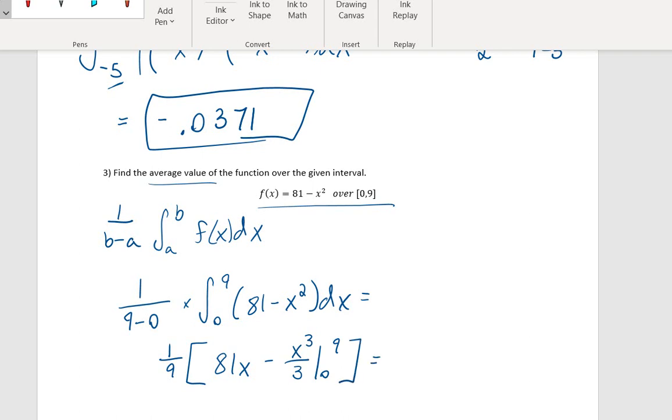Okay, which would give us 1/9 times 81 times 9 minus 9 cubed over 3, minus, now notice if I plug 0 into this, I'm going to have 81 times 0 minus 0 over 3. That's just going to give me a big fat 0. And our answer will be 54. Okay, great. So that wraps it up for 13.3. The next section is going to be 13.4, the final section that we're going to be covering.